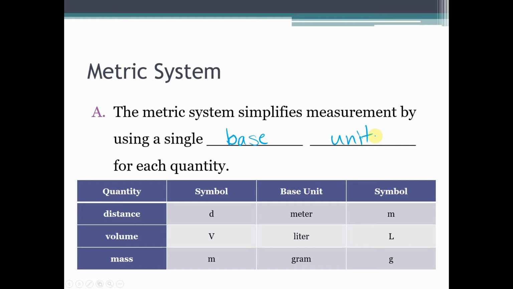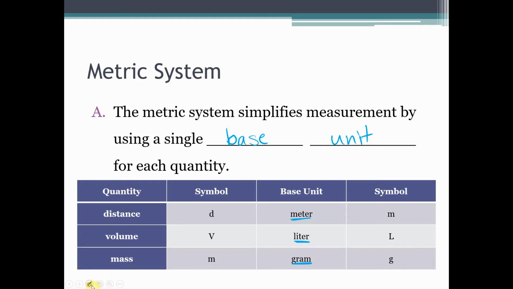So instead of the imperial system, which we use here in the US, which measures distance with inches and feet and yards and miles, all of which are related to each other by different awkward numbers, the metric system measures distance in meters. That's it, that's the base unit. Every distance you could ever talk about is some kind of meter.